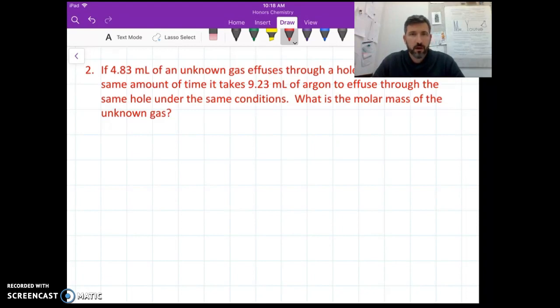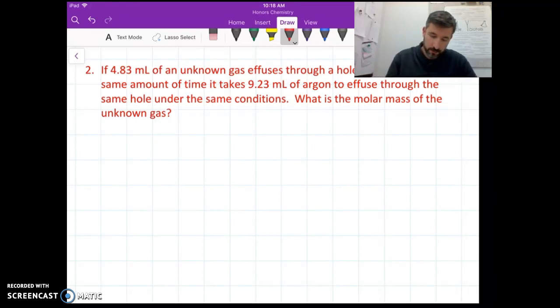So volumes are given, but volume depends on the amount of gas. What we're saying is one of them had a volume of 4.83 effusing out of a hole in the container. The other one was 9.23. So for one of them, quite a bit more of the gas escaped. So the volumes in this case can be taken as speeds, as relative velocities.